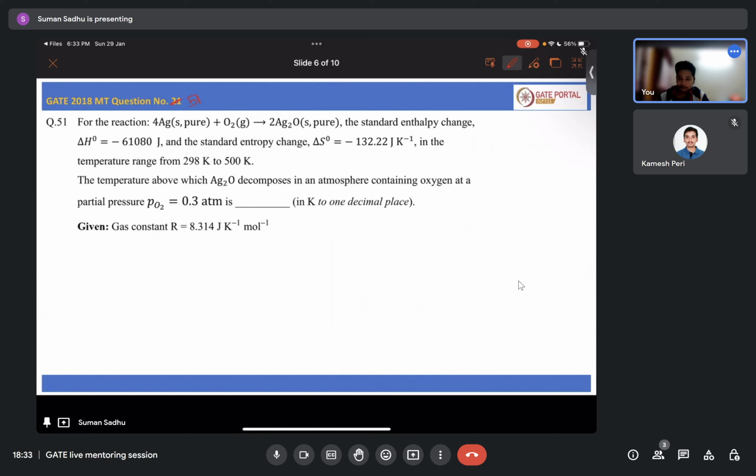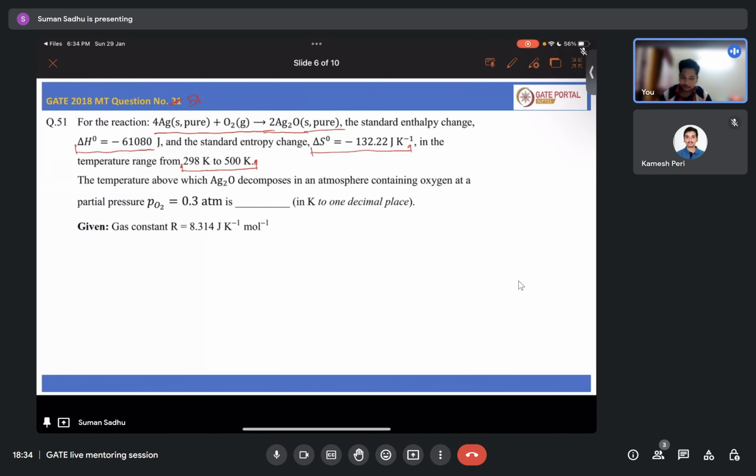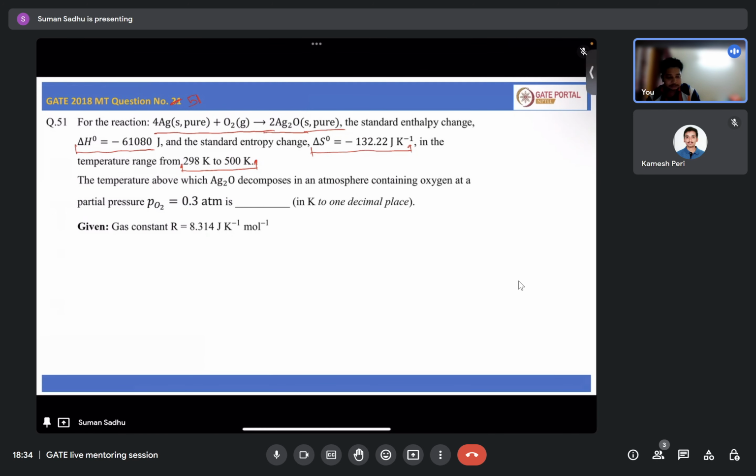Now the question is for the reaction where 4Ag in the solid form, pure, reacts with oxygen in the gaseous form and forms 2 moles of Ag2O in the solid form, pure. For this reaction, the standard enthalpy change is given, and also the standard entropy change is given. But remember, this is for this temperature range only. If the temperature is below 298 or above 500, you cannot use these values.